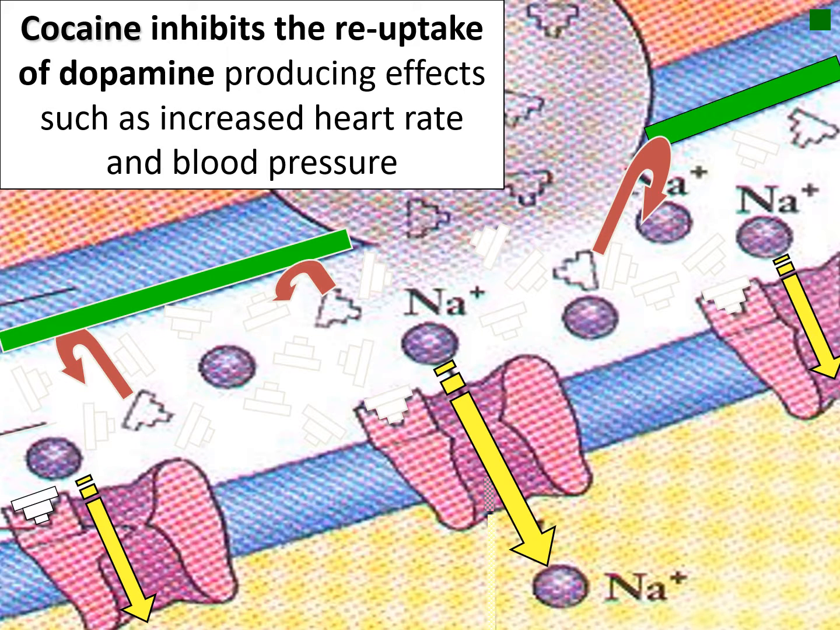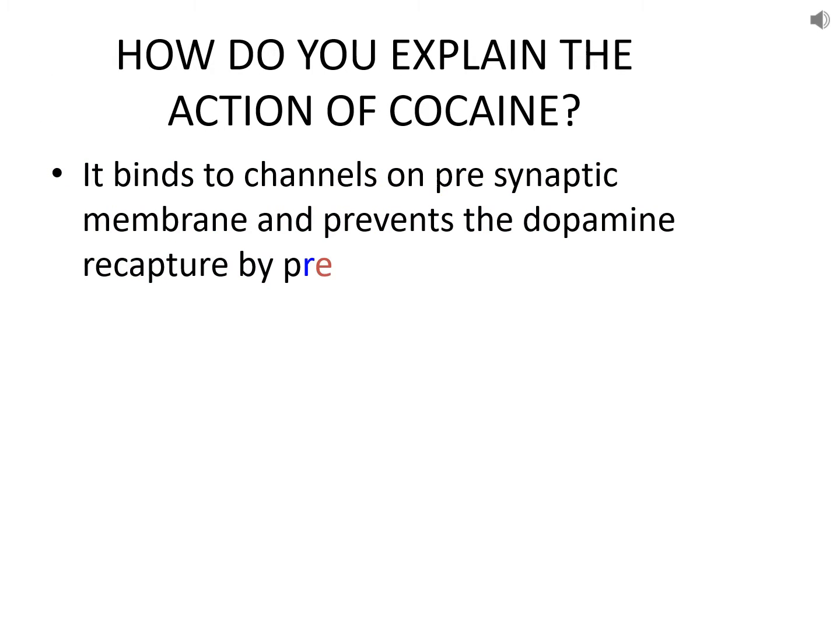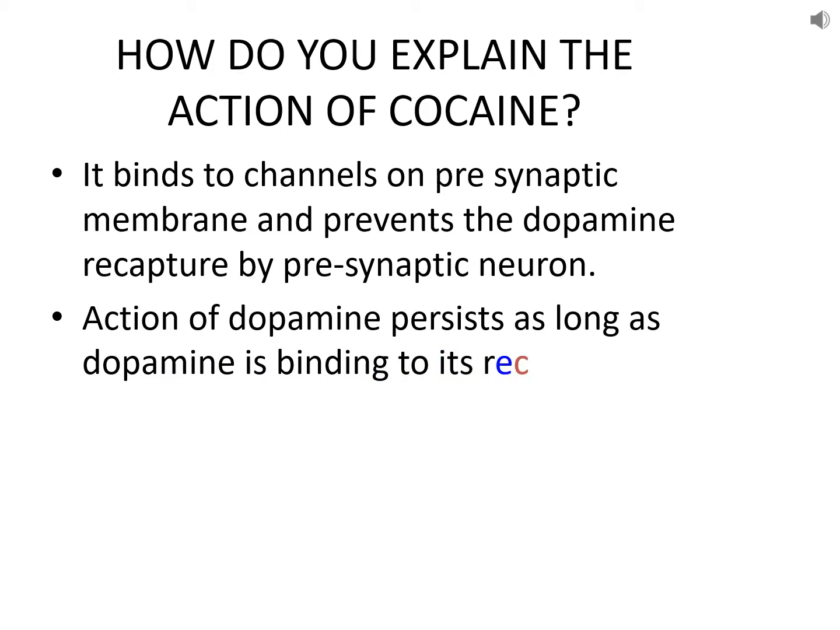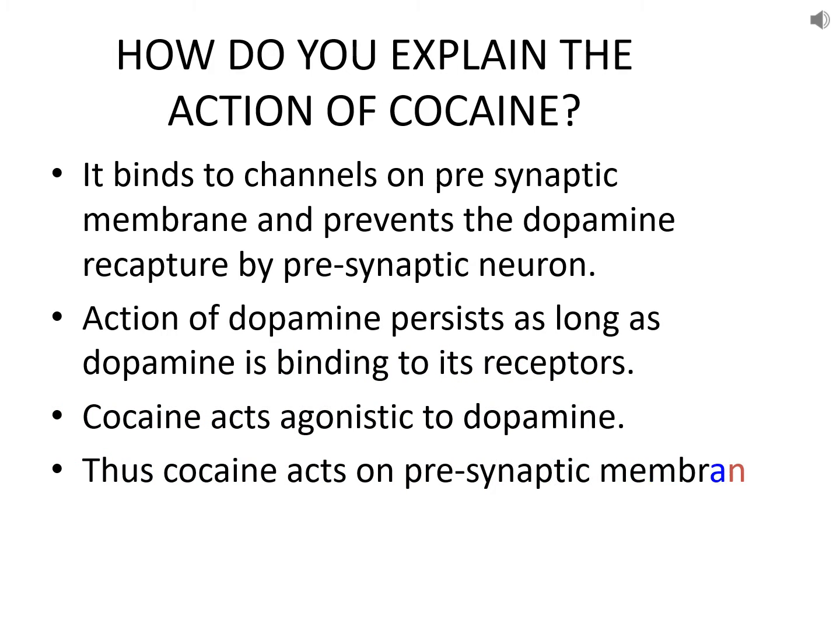So cocaine inhibits the reuptake of dopamine, such that there is increased heart rate and blood pressure. How do you explain the action of cocaine? The action of cocaine is to bind to channels on the presynaptic membrane and prevent dopamine from being recaptured by the presynaptic neuron. The action of dopamine persists as long as it is bound to its receptors, and cocaine acts as an agonist to dopamine.